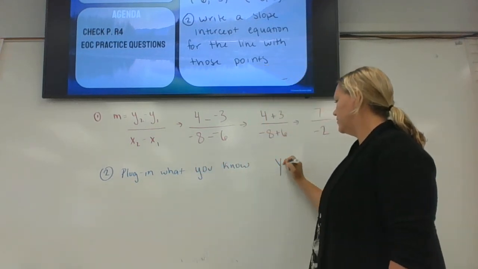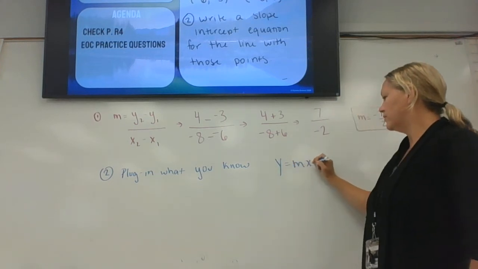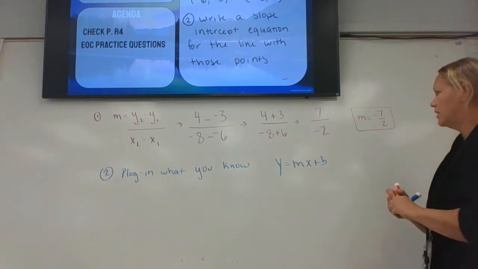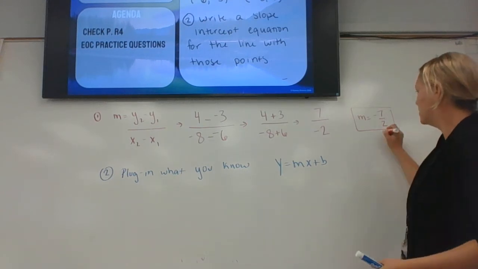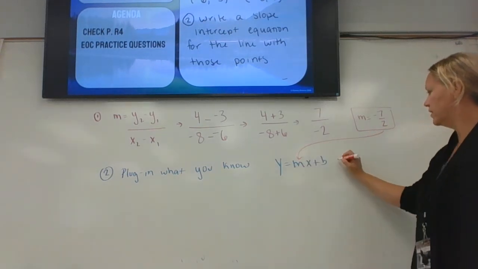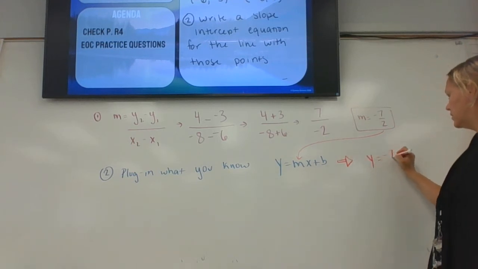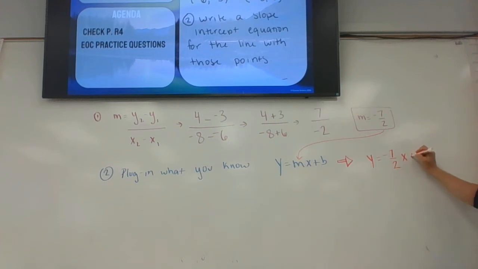Alright, so we know the slope-intercept model. Y equals, we know the slope is negative 7 over 2. So basically y equals negative 7 over 2x plus something. What we need is the y-intercept.